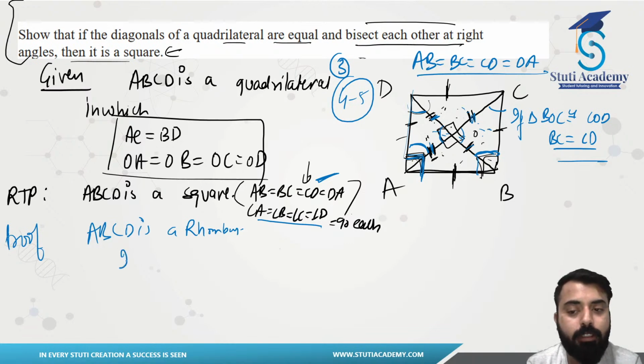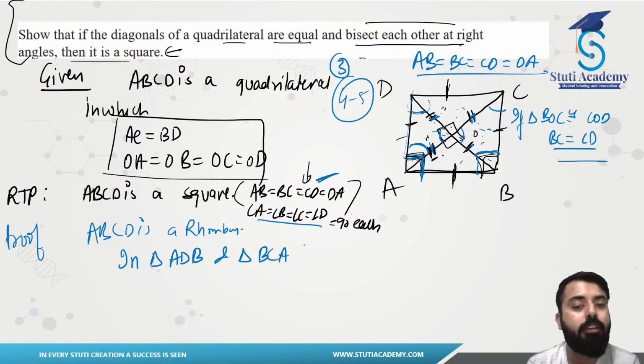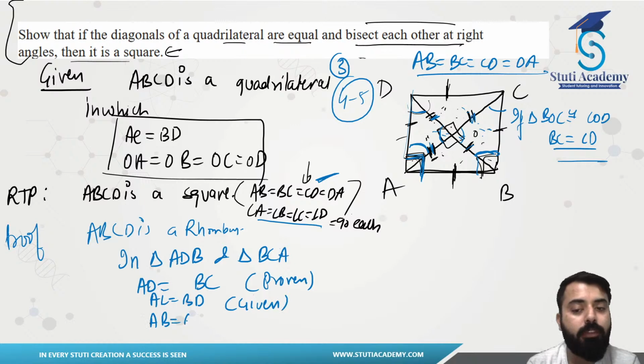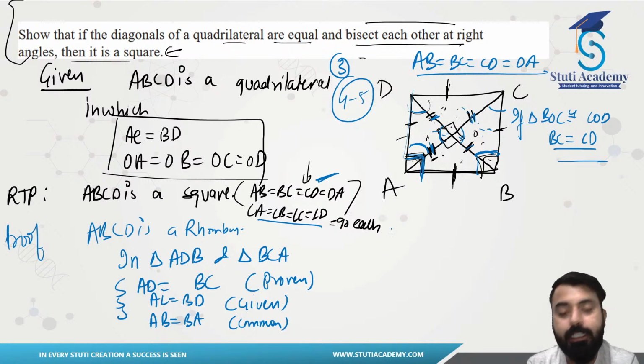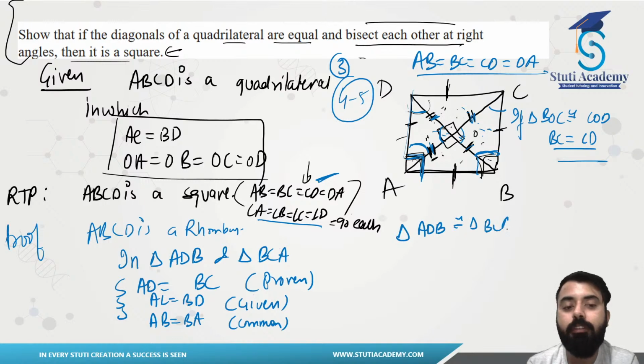So lastly, in triangle ADB and triangle BCA, I know AD is equal to BC, that is proven. I know AC is equal to BD, that is given, and I know AB is equal to BA, that is common. So by SSS, the triangles are congruent. Triangle ADB is congruent to triangle BCA, right? These are congruent. Now you can easily say angle DAB will be equal to angle CBA, by CPCT.